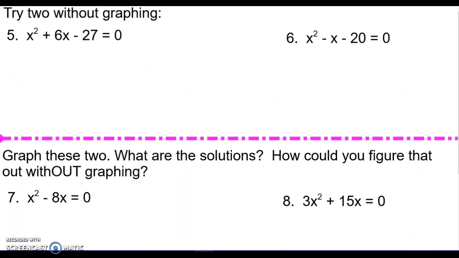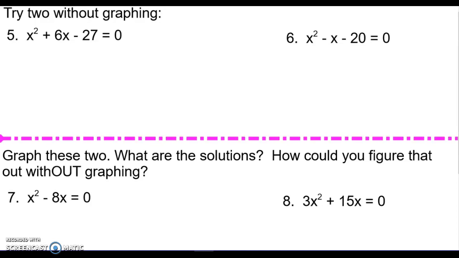All right, now that you think you found a pattern, I would like you to look at 5 and 6. So x squared plus 6x minus 27 equals 0, and then x squared minus x minus 20. I would like you to try factoring them and then finding the answer from there. Now, if you need to graph it to check your answer, is that a great idea? Of course it's a great idea. You're always welcome to graph. I'm just showing you that there is a quicker way.